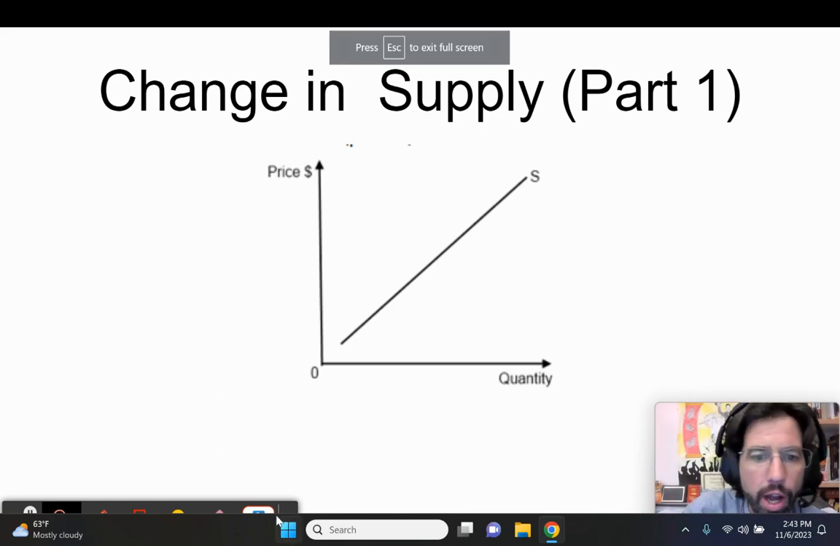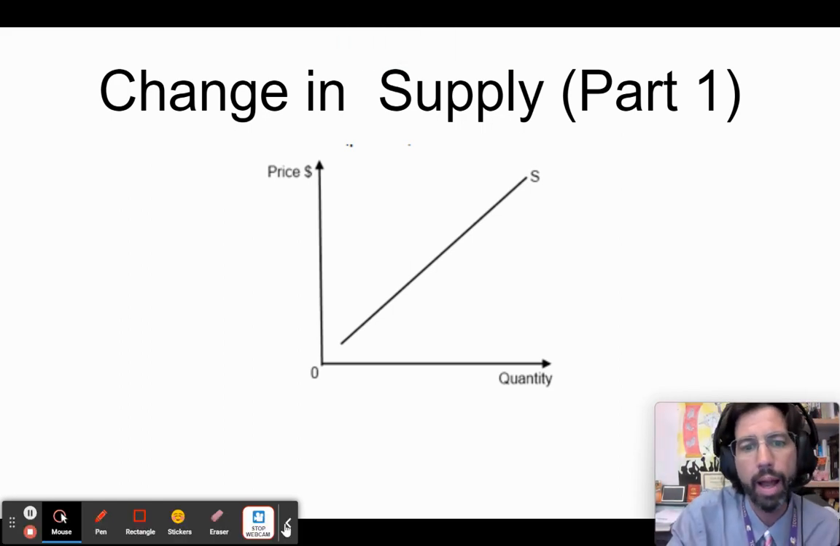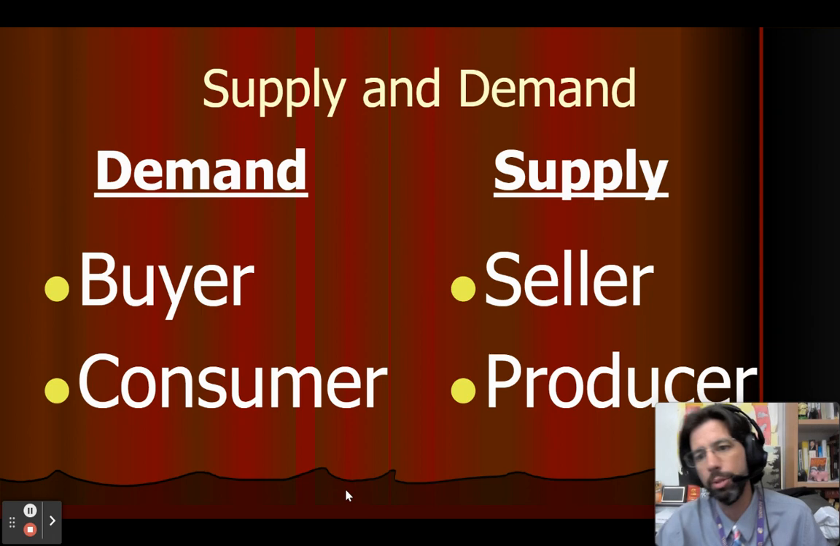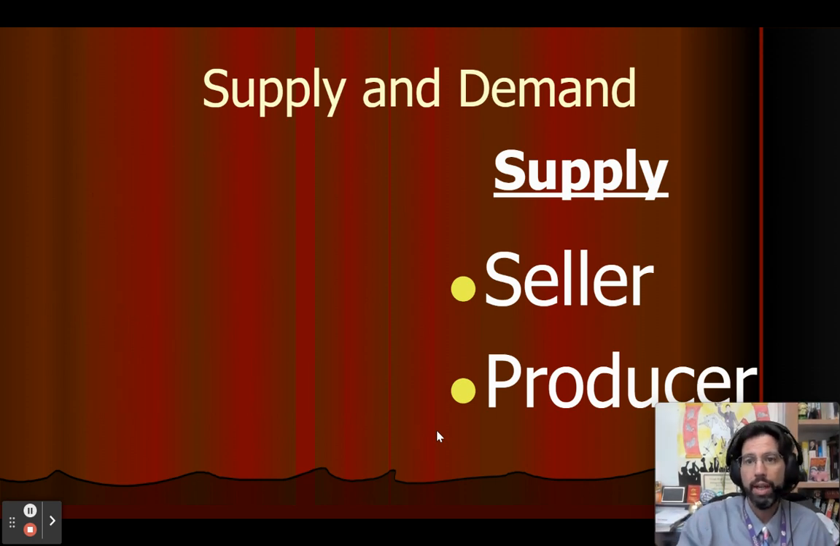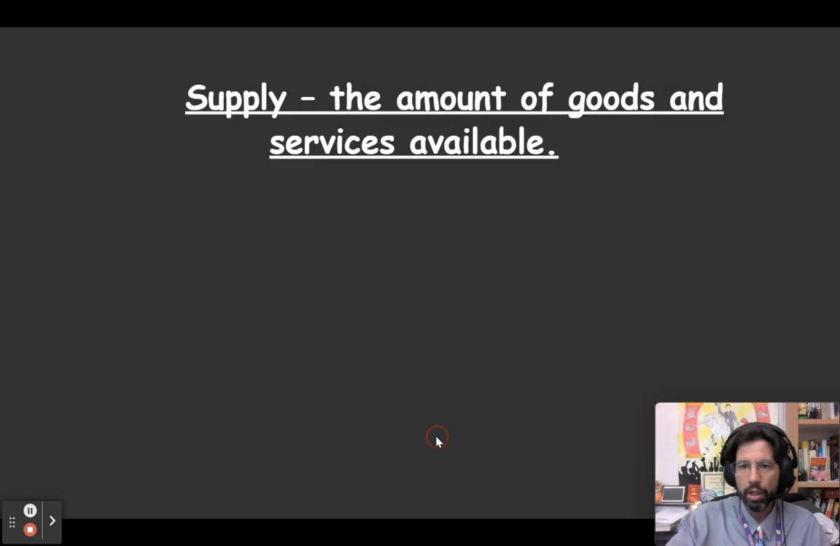Okay, ladies and gentlemen, let's talk about changes in supply. Remember, what we're talking about here is supply and demand, except now our focus is going to get away from the consumer and we're going to get to the harder one, which is, of course, dealing with the supplier, the producer, the seller. Okay. Remember that supply is the amount of goods and services that is available. That's it. Pretty simple, straightforward.